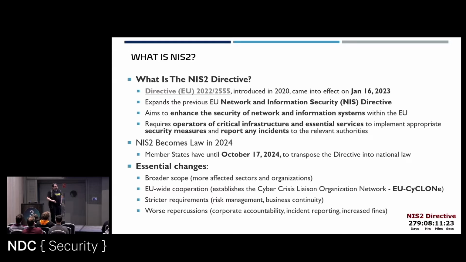So what's NIS2 then? Well, this is, again, another directive. It was introduced in 2020, and it came into effect a little under a year ago. So January of 2023, it came into effect. So it was voted in. It's in effect, but it's not applicable, it's not mandatory until, and you might have noticed the little counter in the bottom right, until later this year. It's October 17th of this year when all member states need to have this transposed into national law and need to figure out how they do it.